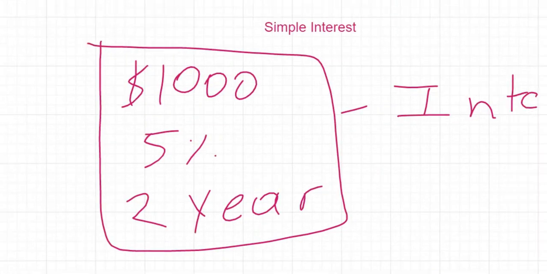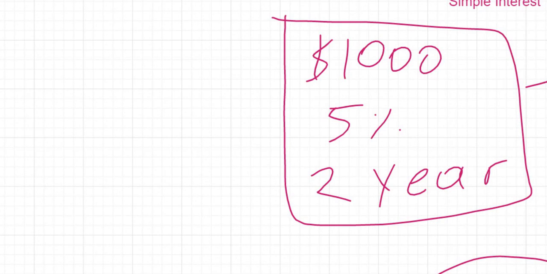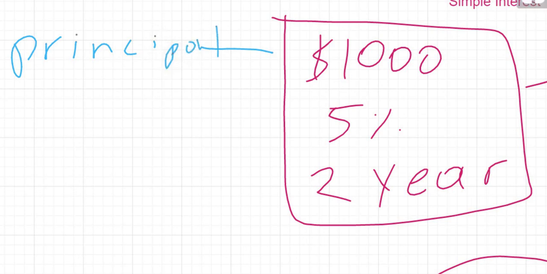Let's try to understand something. Let us try to highlight each variable in this. This $1,000 is what we call the principal. This is the money that you borrow from the bank.